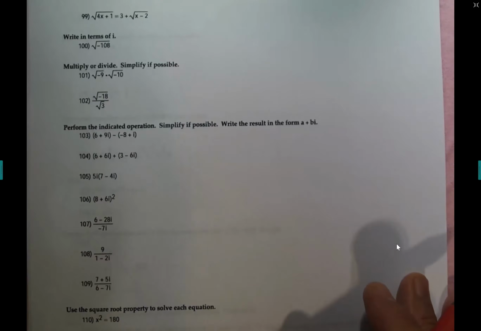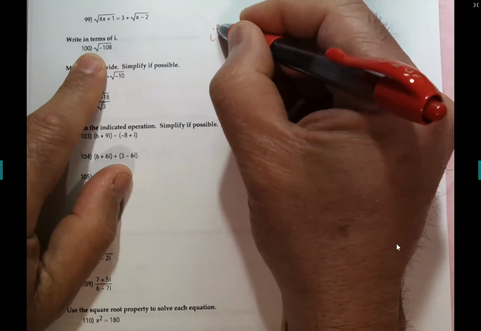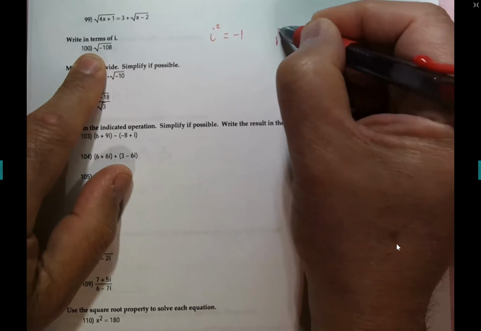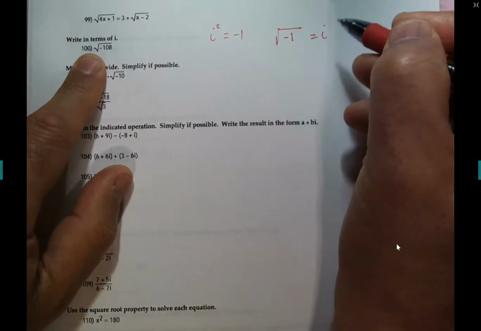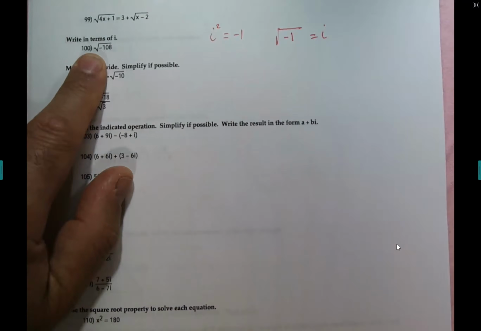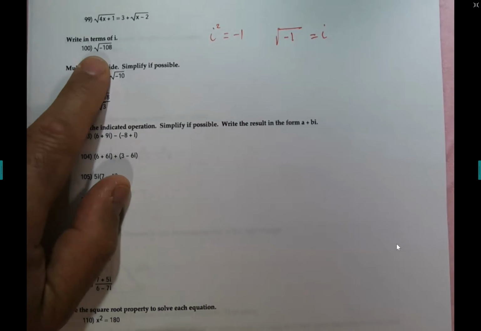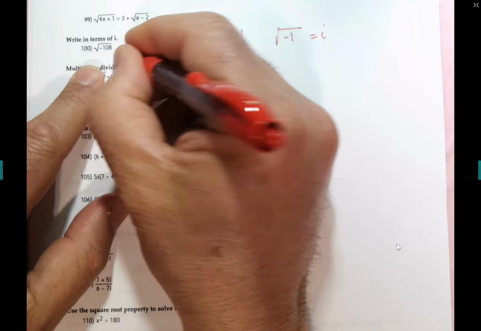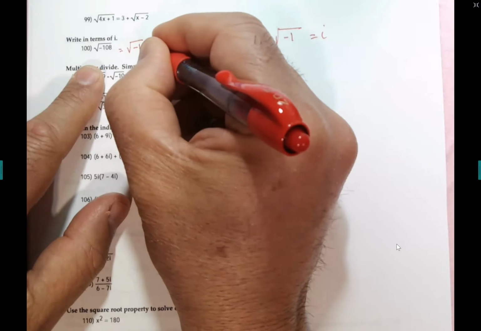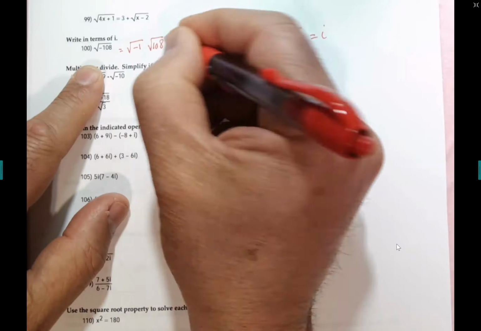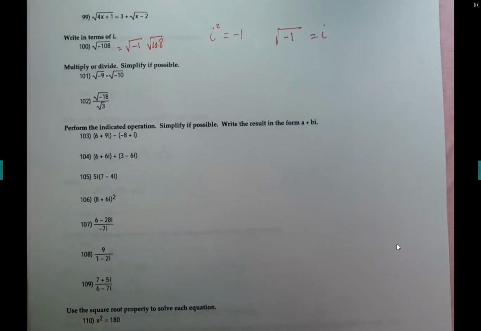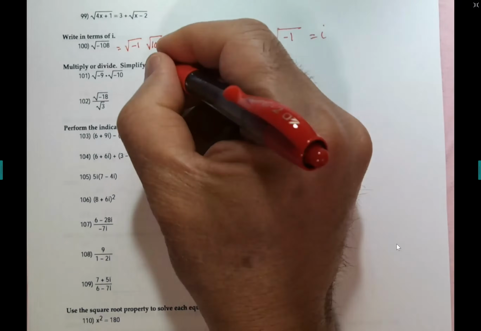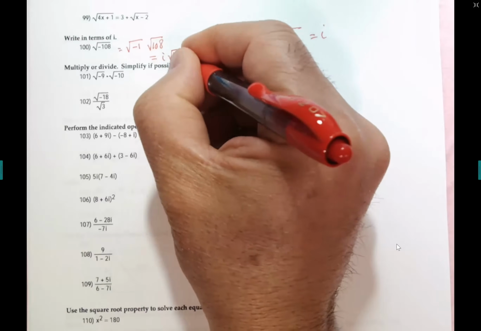Right, in terms of I, complex numbers. Okay, you know, guys, I squared by definition is negative 1, and square root of negative 1 is I. That's what you need to know for this part now. So if you want to write in terms of I, you just write this one, guys, as square root of negative 1 times square root of 108. Split it up. Now, square root of negative 1 by definition is I, so you'll get I square root of 108.